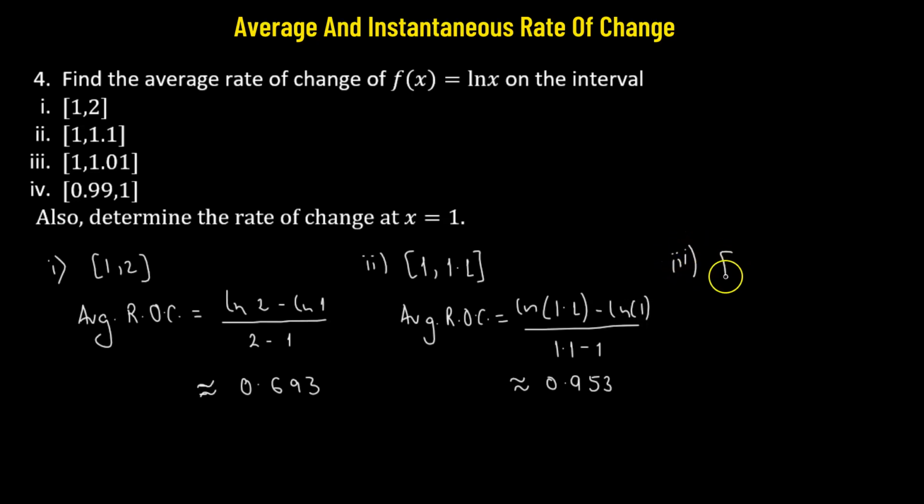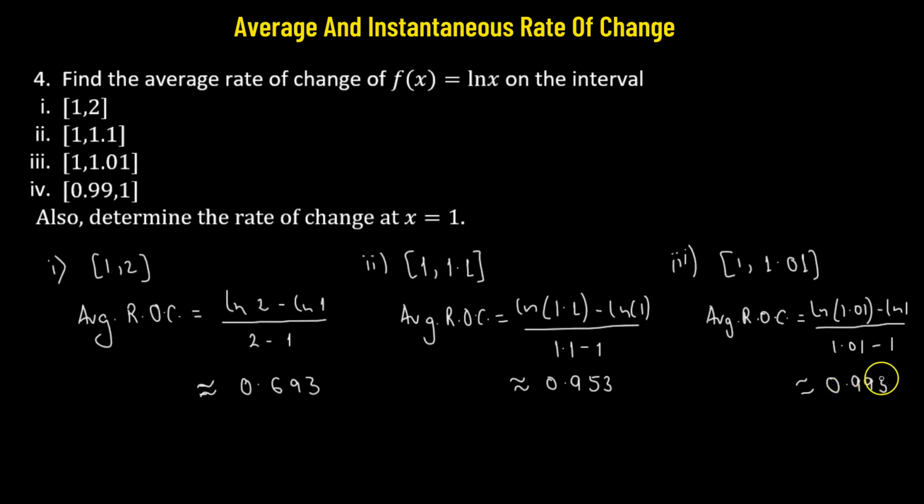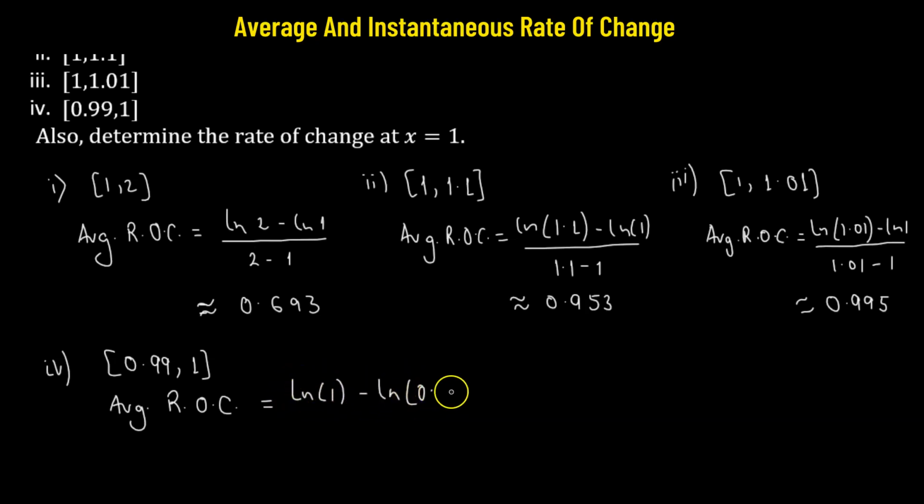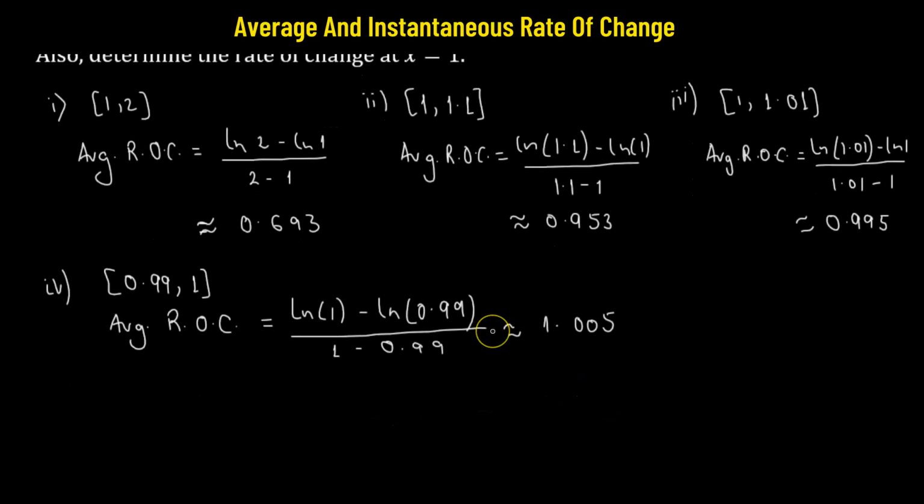Then interval number 3, 1 to 1.01. Here the average rate of change will be natural log of 1.01 minus log of 1 divided by 1.01 minus 1. So this gives us a value of approximately 0.995. And moving on to the fourth interval, 0.99 up to 1. The average rate of change will be natural log of 1 minus natural log of 0.99 divided by 1 minus 0.99, and this gives us a value approximately 1.005. So let's tabulate all the values.